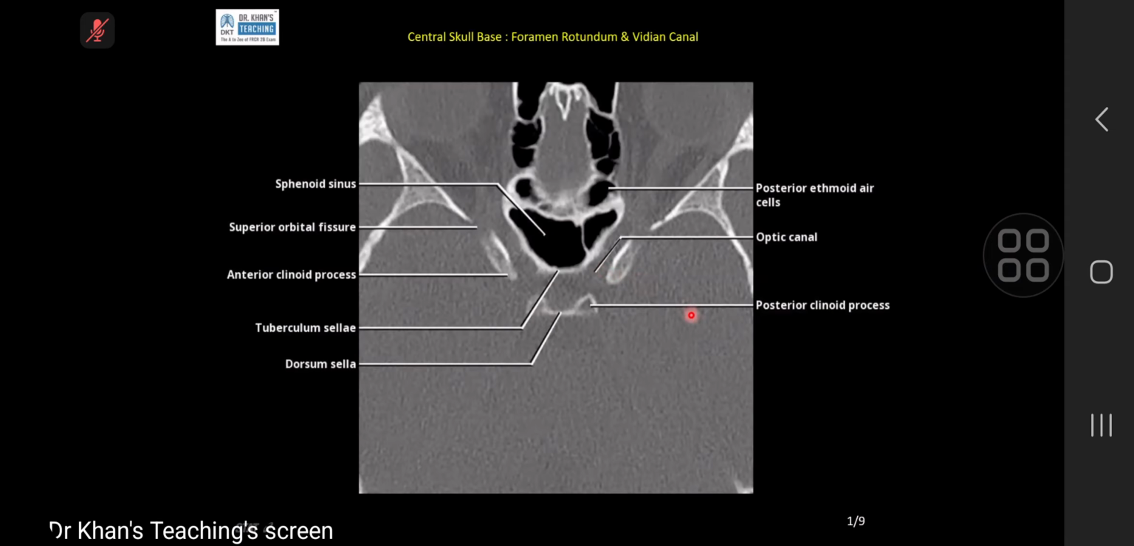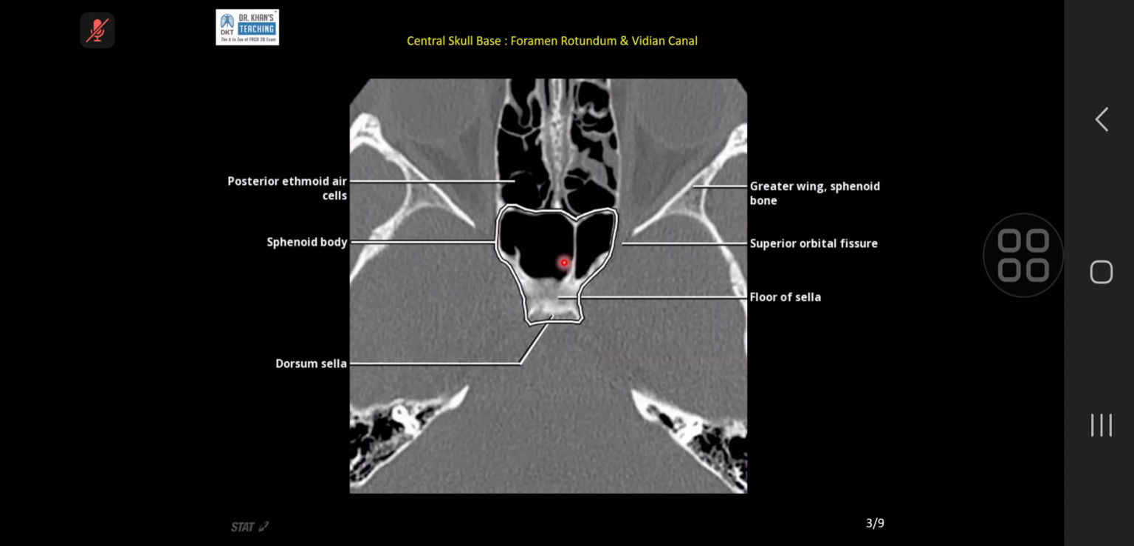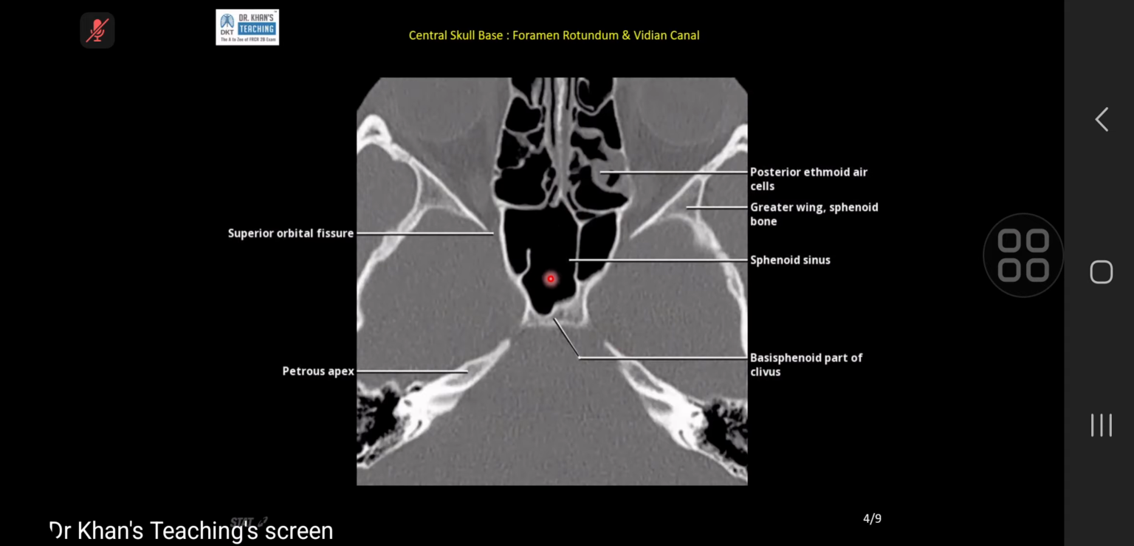Let's see it. So orientation wise, this is the optic foramen, and so the sella is here, and this is the sphenoid sinus. This is the superior orbital fissure. Here you are, superior orbital fissure. Now this is the floor of the sella. The sphenoid sinus is here, and sphenoid sinus is here. Superior orbital fissure is still visible.